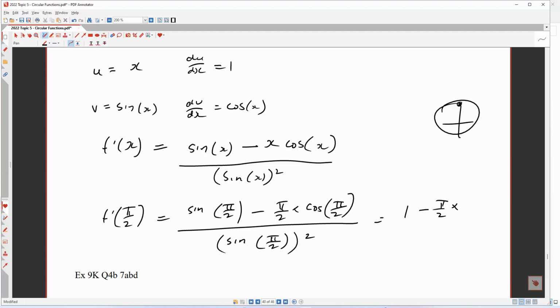cosine at pi on 2. So this is cosine of pi on 2, which is 0. So that part of it is obviously going to be 0 over the sine of pi on 2, which is 1 all squared, which is 1. So this is going to be 1 take away 0 over 1. That's 1 over 1, which is 1.